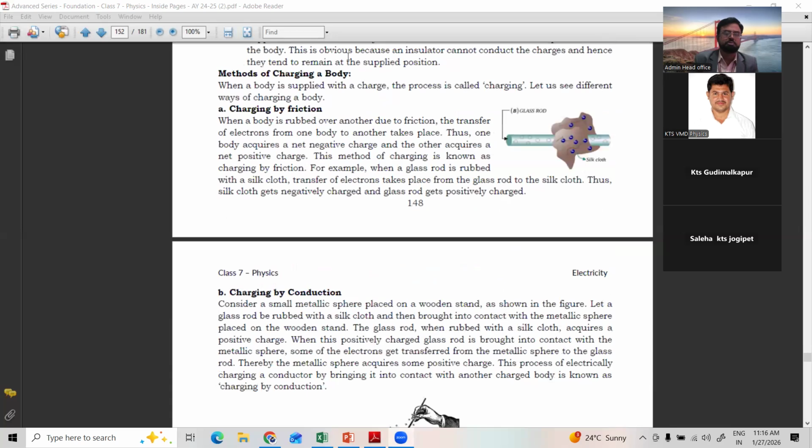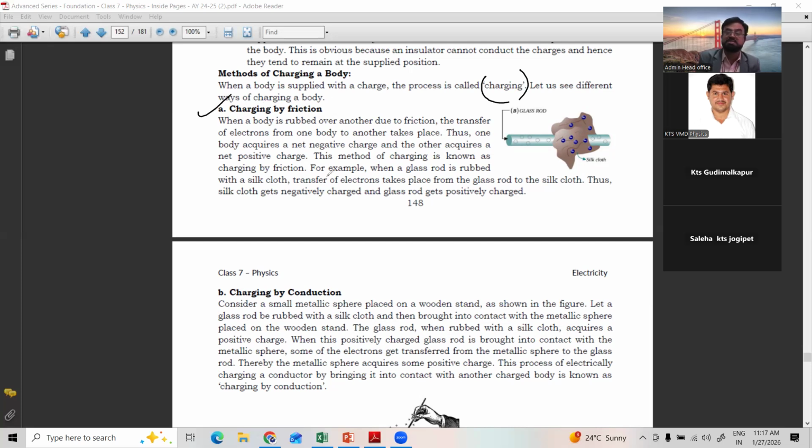Now, just to move one step ahead, methods of charging a body. When a body is supplied with a charge, the process is called charging. How do you charge the mobile? You can see the mobile charge is zero, it's switched off. When you plug it in for charging, we get the charging. Let us see the different ways of charging the body.